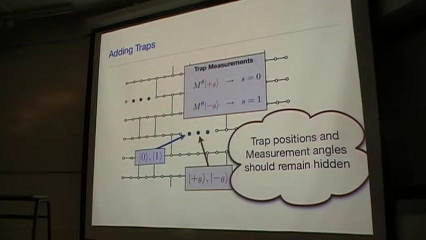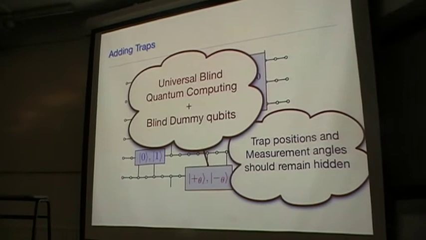And this angle of measurement, because if he knows that, okay, this is plus theta, so I'm going to do the same measurement, and he produced the expected result. So how do we do this, for the trap position and measurement angle to remain hidden? That's the usage of the universal blind quantum computing, which we need to expand, because we need the concept called blind dummy qubit, which is related to the 0-1 preparation.